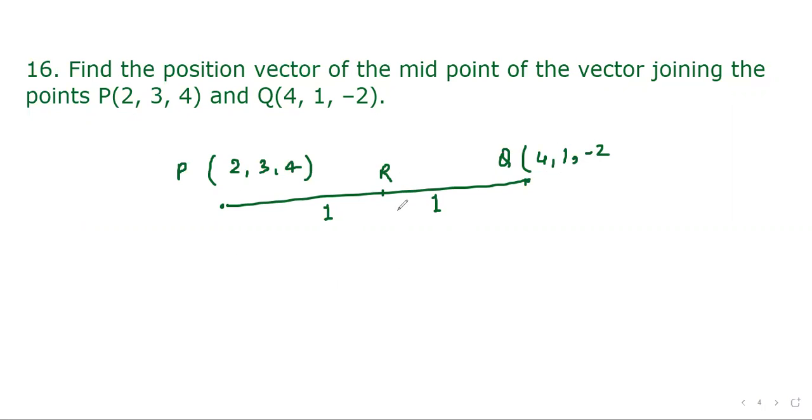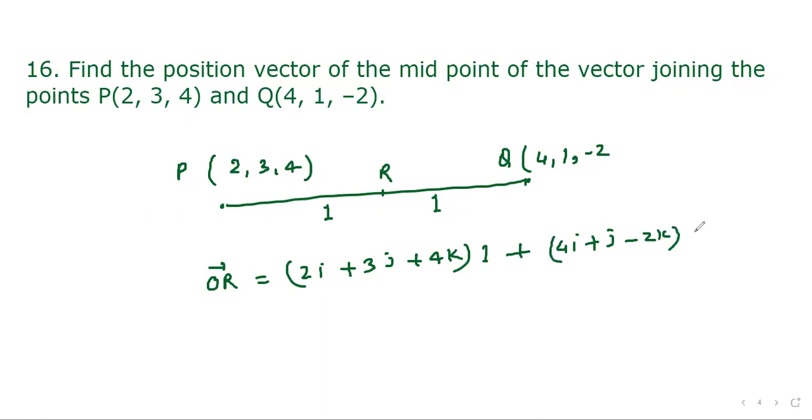So suppose the position vector, we say it is OR. So it will be (2i plus 3j plus 4k) times 1 plus (4i plus j minus 2k) times 1, divided by 1 plus 1. On simplification, we will get the answer.